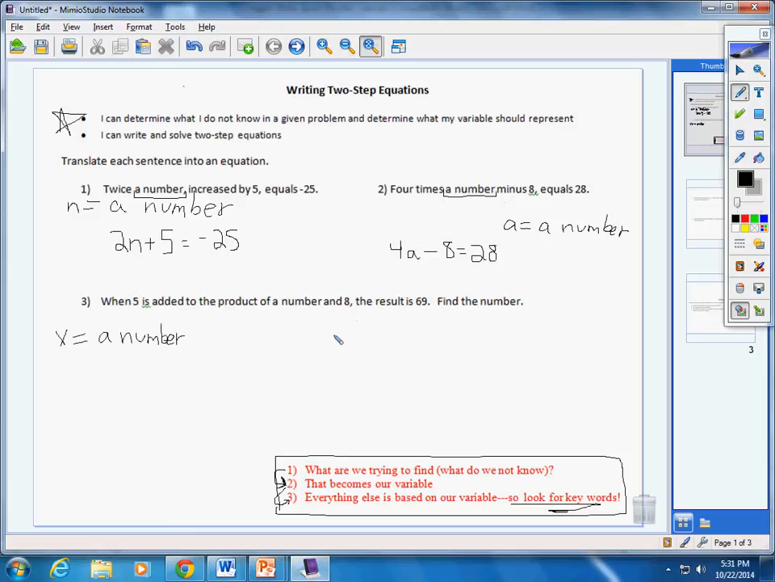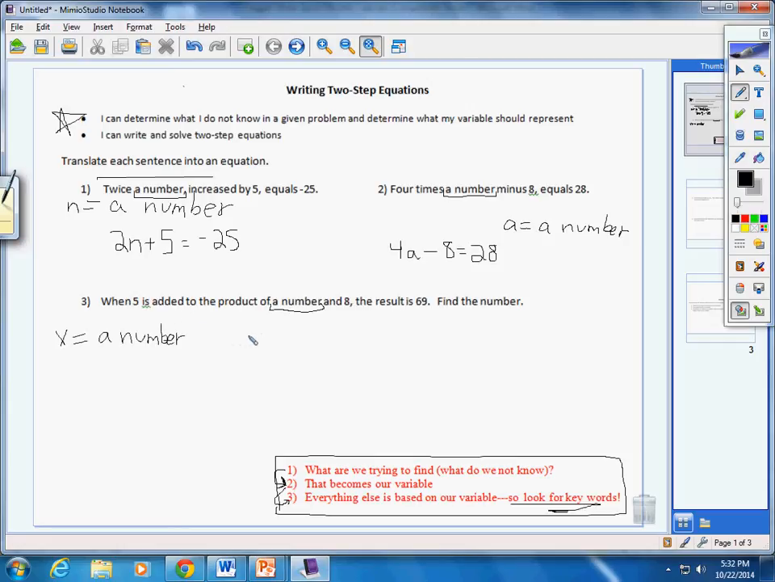Alright, so number 3 is just a little more difficult. You got to take it one step further. It says when 5 is added to the product of a number and 8, the result is 69. Find the number. When 5 is added to the product of a number, once again, it doesn't tell us what number. So since we don't know what that number is, that's what we do not know, we're going to make that what our variable represents. X equals a number. Now that we figure that out, everything else is based on x.